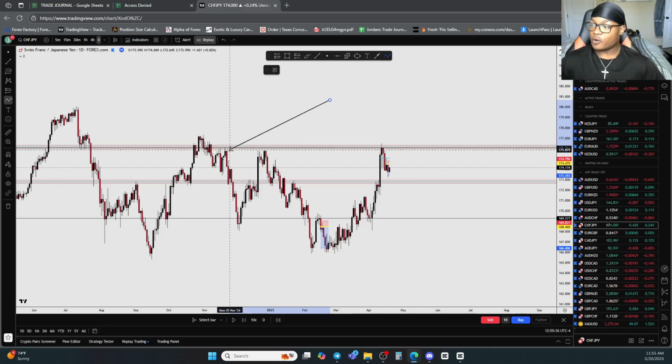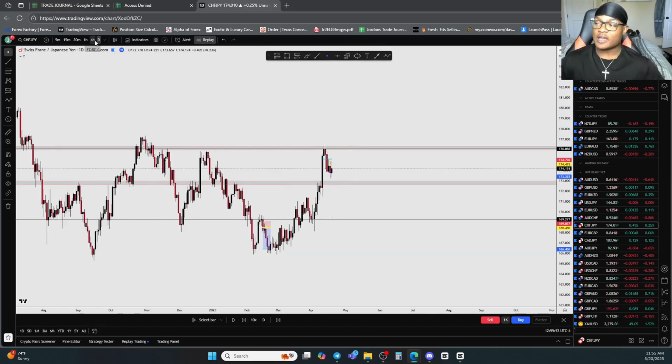We tap, we form the bearish engulfing, and we continue to fall. And what happened here? We tapped, we formed this bearish engulfing. Now I'm looking for price to continue to fall.